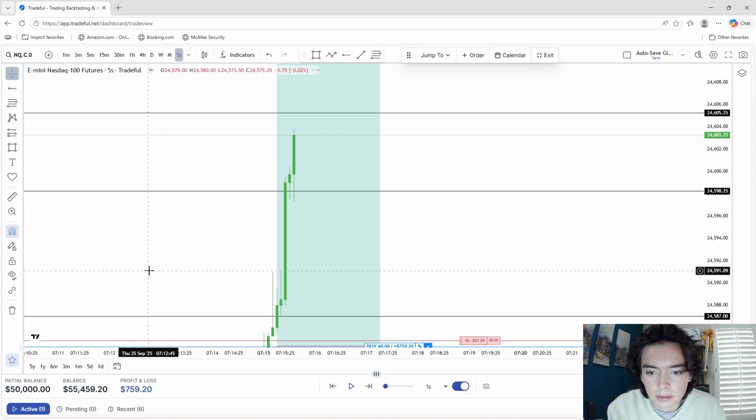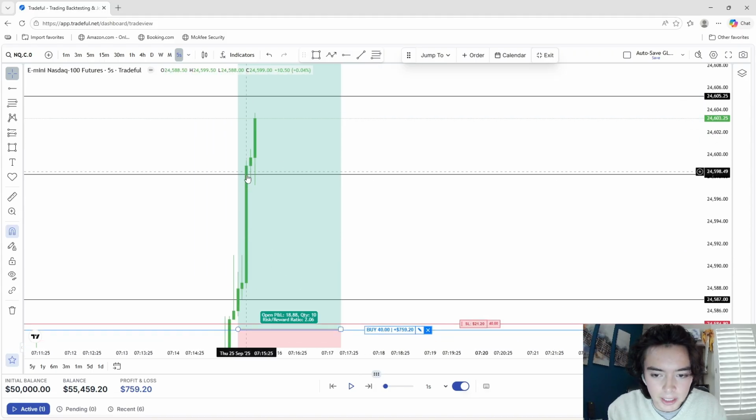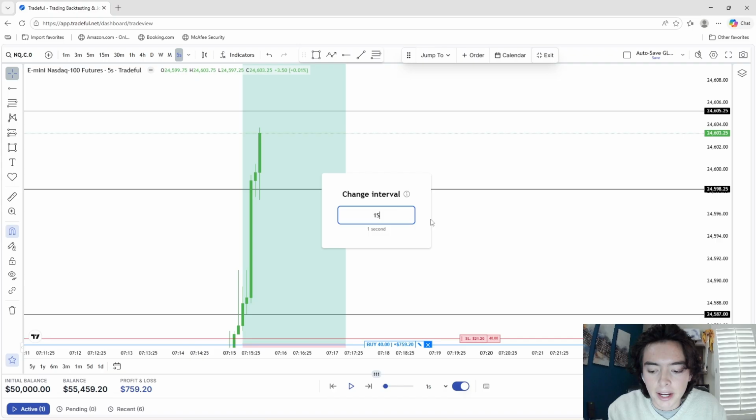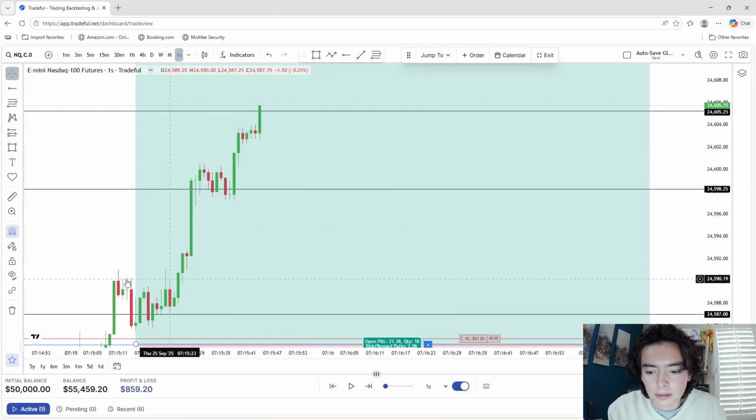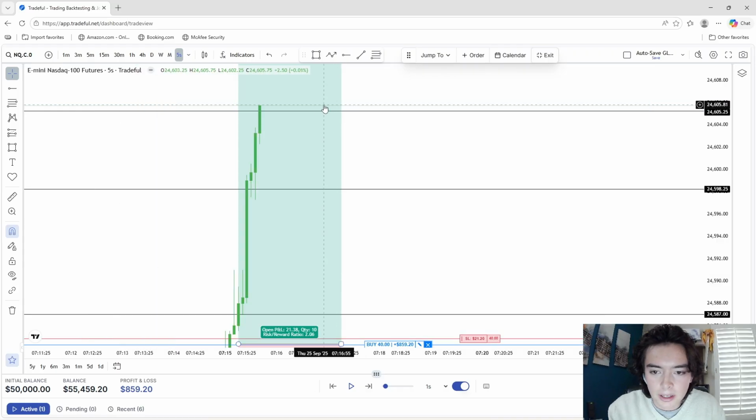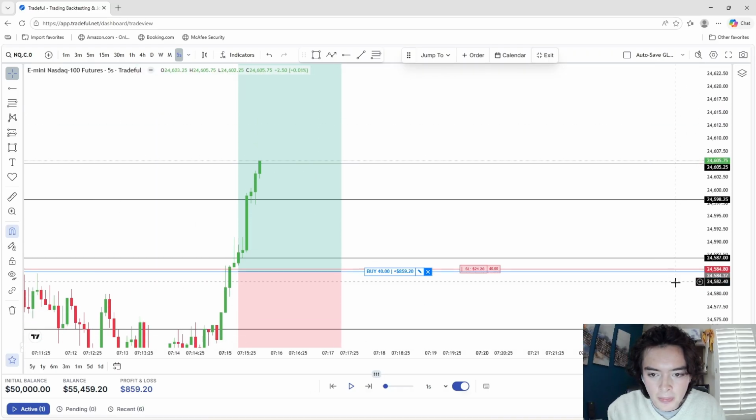Okay, that's actually beautiful. I love that. So you guys can see 5 second, we end up tapping into this gap and coming back a lot higher. Literally can't complain, bro. That was beautiful. And we end up hitting our second price target right there.